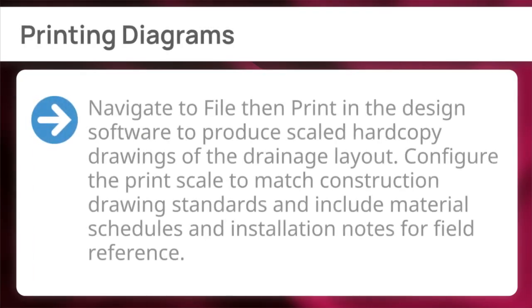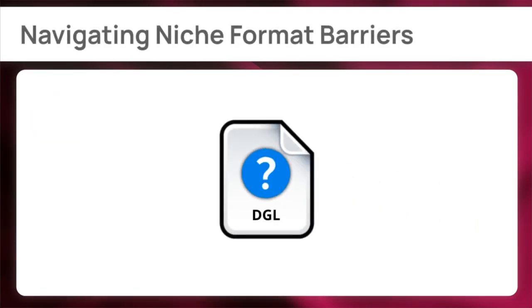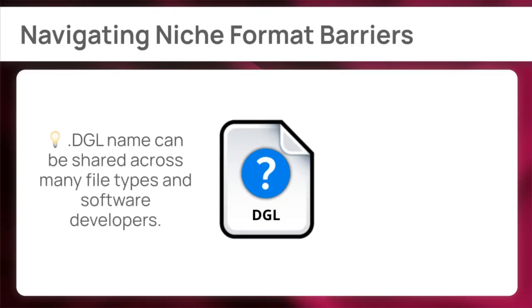Finally, printing diagrams. Navigate to File, then Print in the design software to produce scaled hard copy drawings of the drainage layout. Configure the print scale to match construction drawing standards and include material schedules and installation notes for field reference.